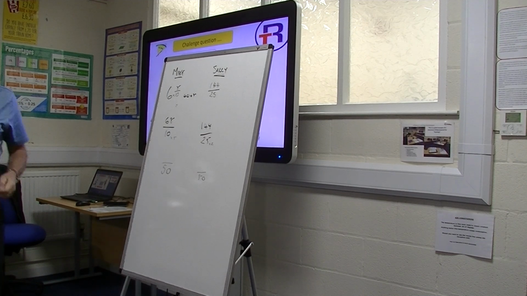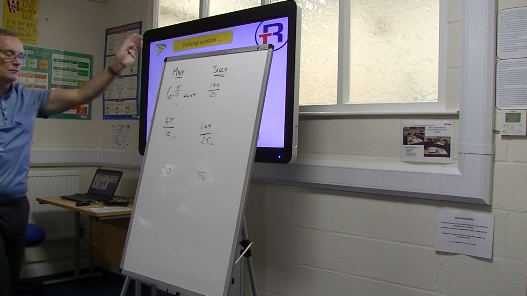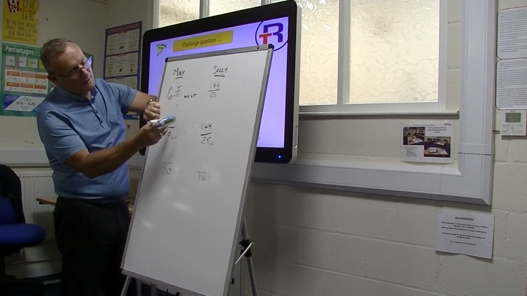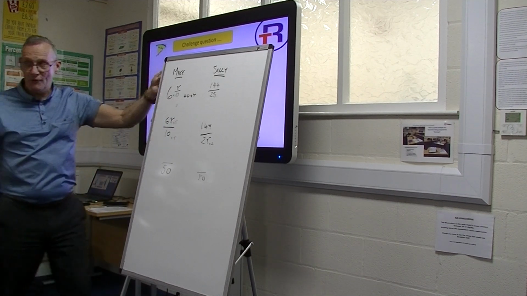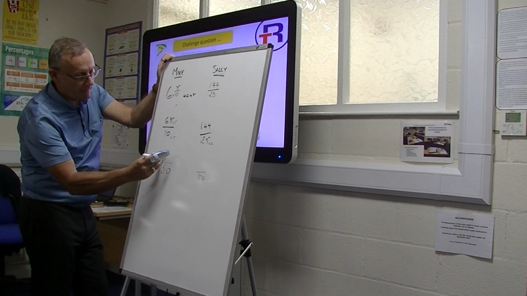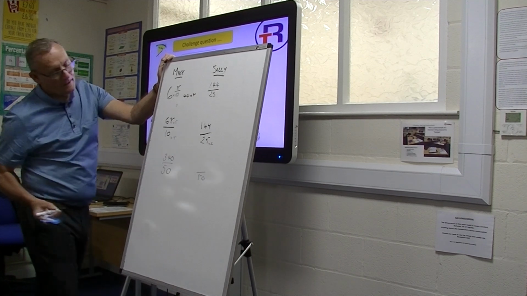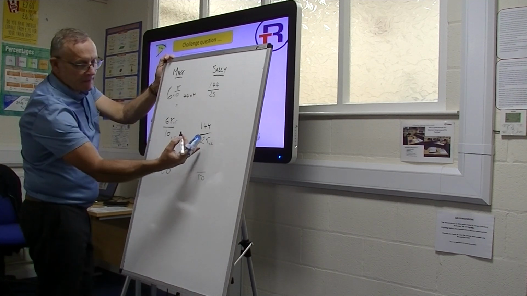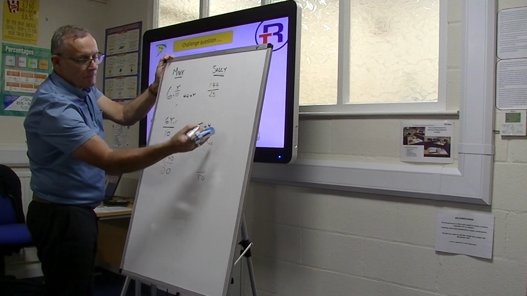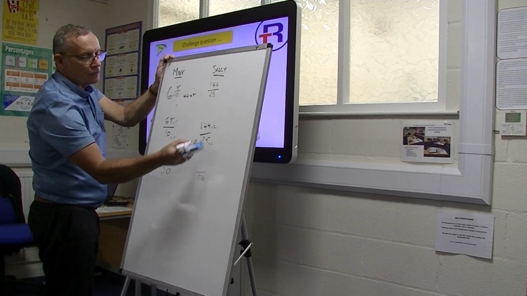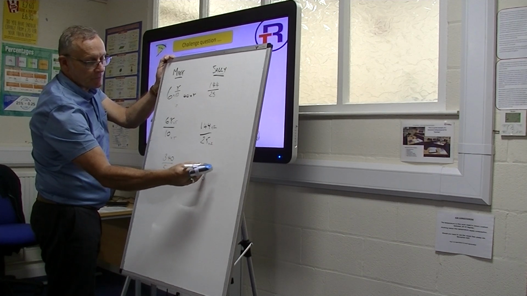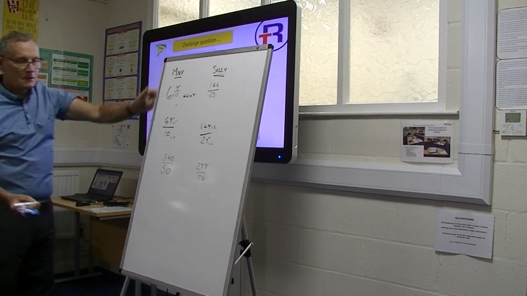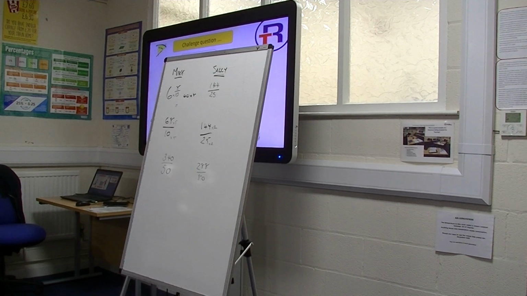Then we remember the little mantra. Whatever we've done to the bottom, we have to do to the top. So I have to times that top by 5. That's 68 by 5. 340. We times that bottom by 2, so we've got to times that top by 2. 144 times 2. 288. Yeah? The question says, who's run the furthest?